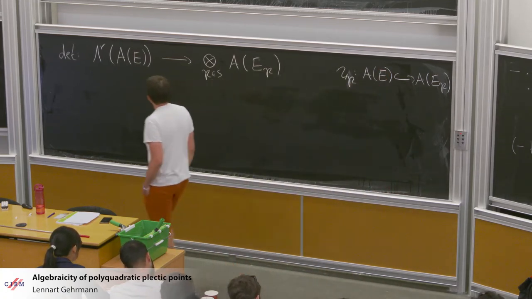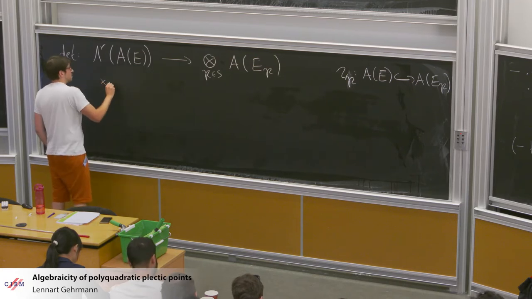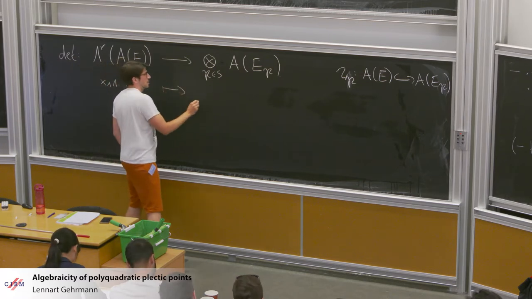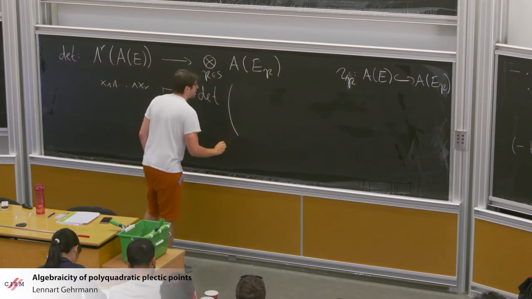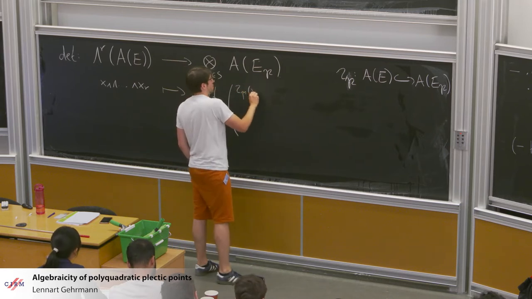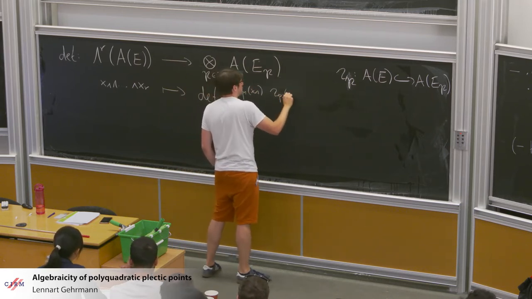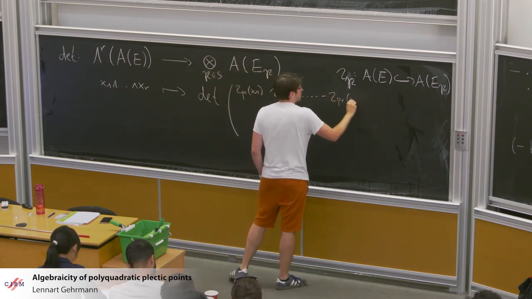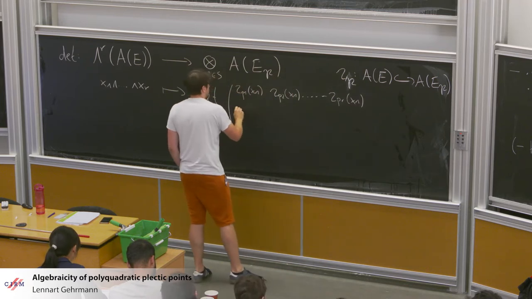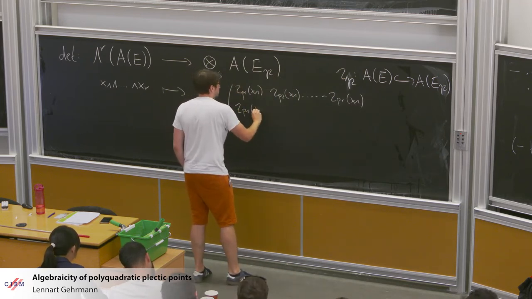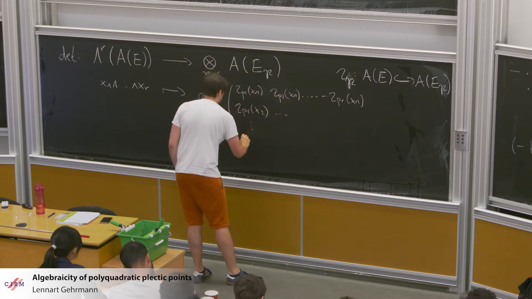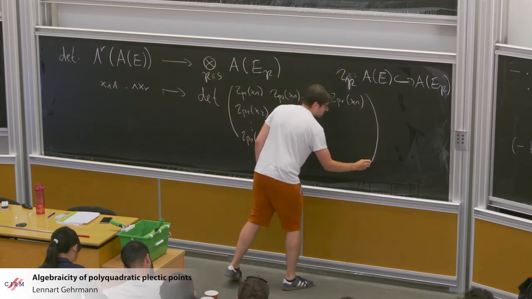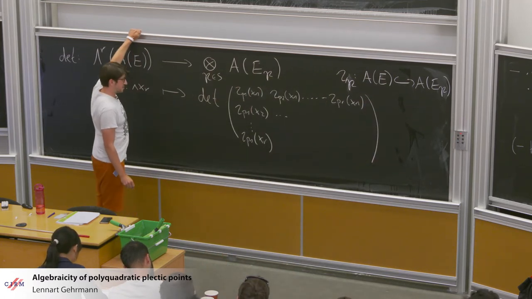And so what we're doing here is we map a wedge product to the determinant of this matrix where we take iota p1 of x1, iota p2 of x1, and so on, till iota pr of x1. And here we take iota p1 of x2, and so on, until iota p1 of xr. So we take the determinant of this big matrix.